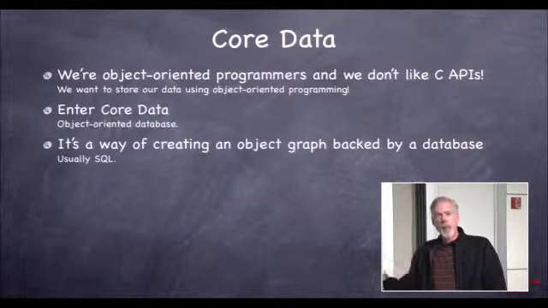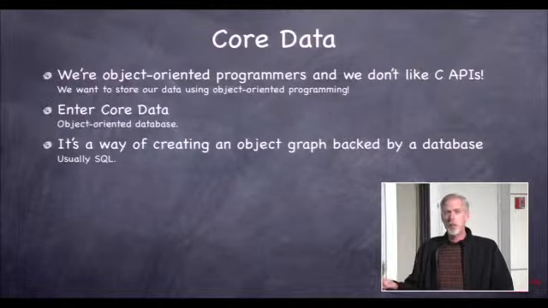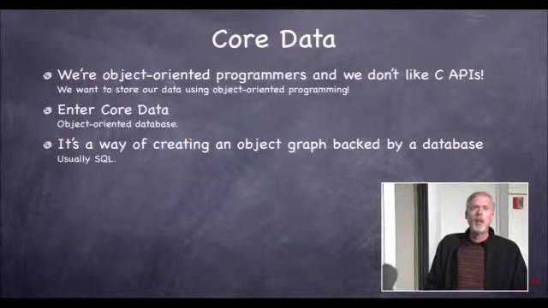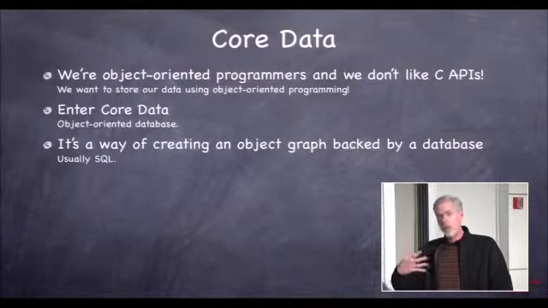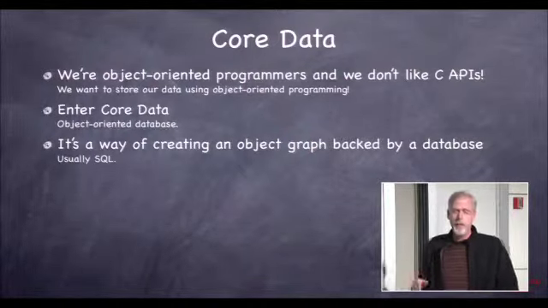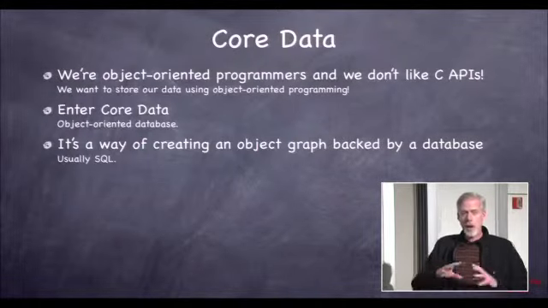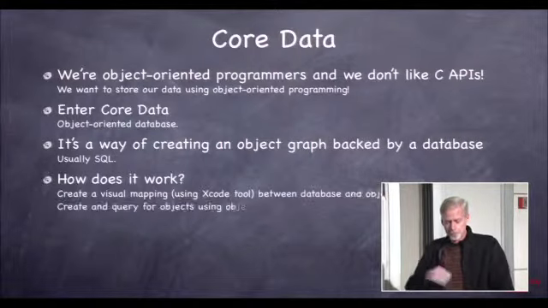The backing of Core Data, however, is usually something like SQL. By default, it's SQL, and that's what we're going to use in this class. Core Data is flexible enough that you could put a different backing store behind it, which some people do in certain cases, but that's advanced usage. So we're basically going to have an object-oriented database on top of a SQL database.